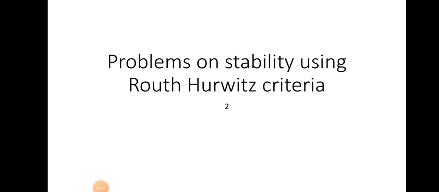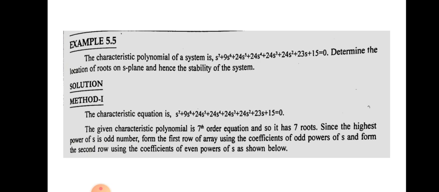Hi students, this session will discuss stability problems, and we will solve the problems using the Routh-Hurwitz criteria. So the question is: the characteristic polynomial of a system is s raised to 7 plus 9s raised to 6 plus 24s raised to 5 plus 24s raised to 4 plus 24s raised to 3 plus 24s square plus 23s plus 15 equal to 0. Determine the location of roots on the S-plane and hence the stability of the system.